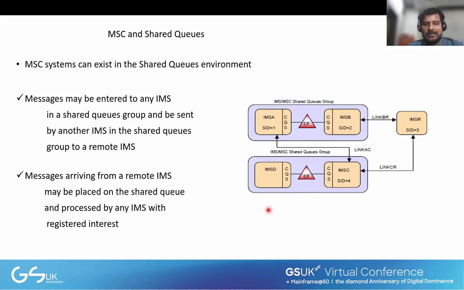So if you have 3 IMS systems and only one of them has a real MSC link, then you only need one system ID for that IMS. And the other 2 IMSs will share that system ID. So in this way, configuration becomes easy, and we can take advantage of both MSC and shared queues for workload balancing.